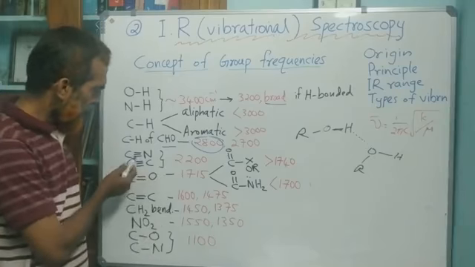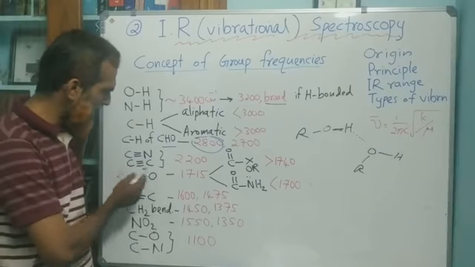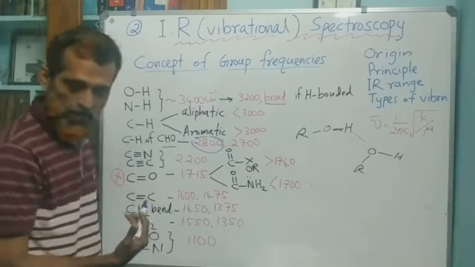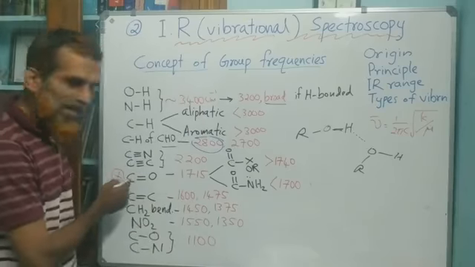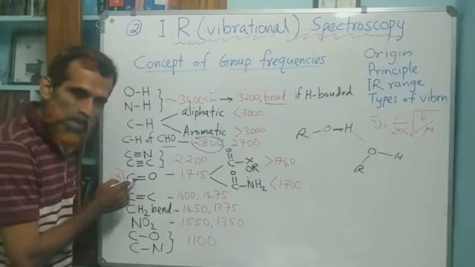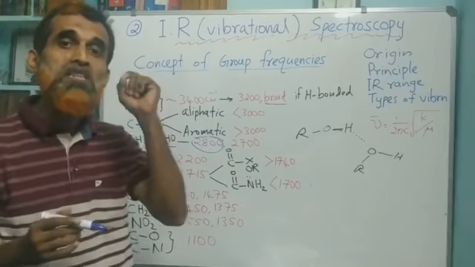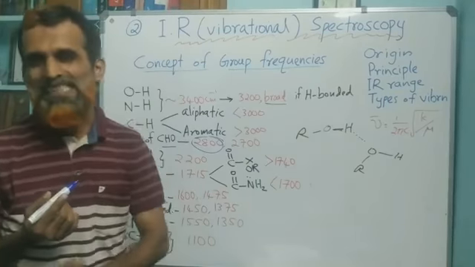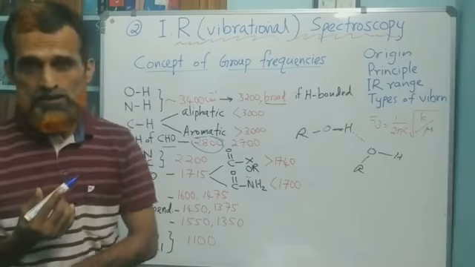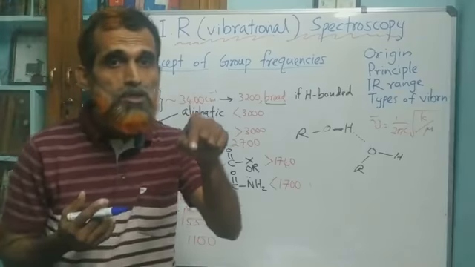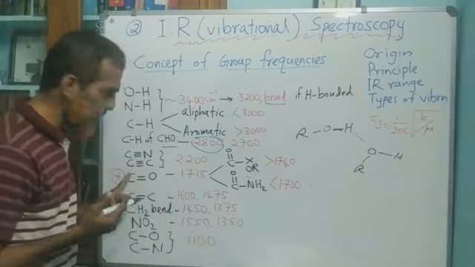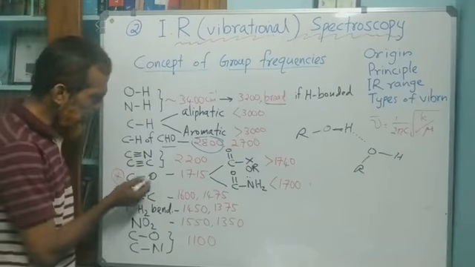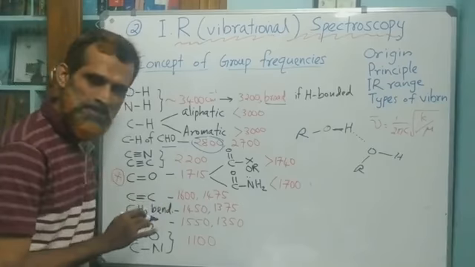Then for C triple bond C and C triple bond N, this mostly comes to 2200. We are coming down the values. And then remember, this CO carbonyl group is the most important peak in IR. Any IR spectroscopist will first look into whether the molecule has a CO peak, because it is the most intense peak. Most intense, because this is highly polar, and so many factors are there.